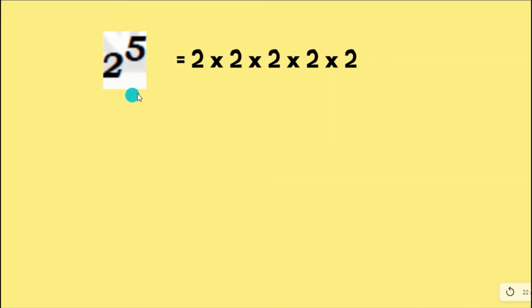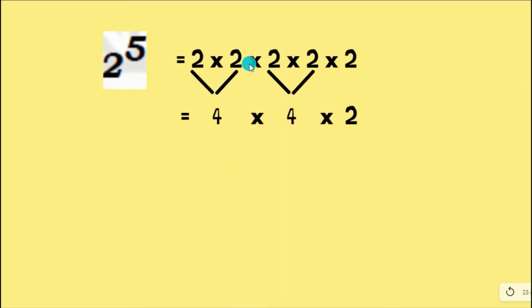So, the exponential form 2 raised to 5 will be in its expanded form 2 times 2 times 2 times 2 times 2. Because we need to multiply 2 by itself how many times? 5 times. Let's see if this is 5. Let's count. 1, 2, 3, 4, 5. So, this is the expanded form of this exponential form.